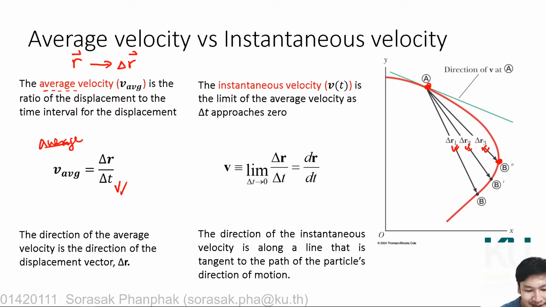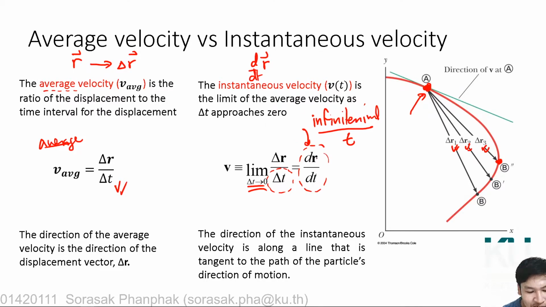However, the instantaneous velocity comes from when you would like to find it at some specific point. For example, at point A, if you would like to define only this position, you lower the gap of the time until it is close to zero. That means you would like to find the infinitesimal time, right? So with this, you differentiate R, the position vector, with respect to time. So R is supposed to be a function of time as well. When you differentiate it, you get the velocity at any time point. This is your instantaneous velocity.